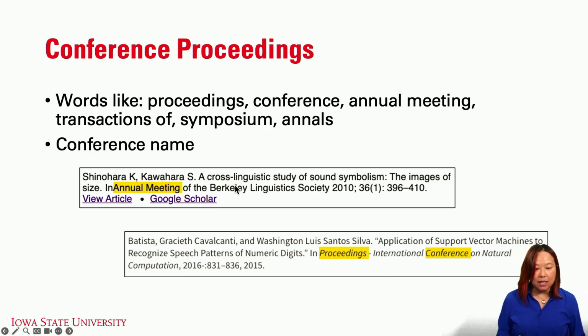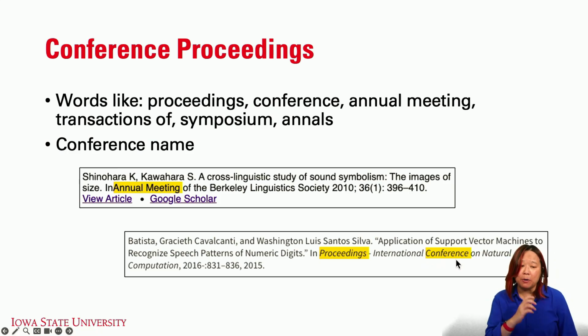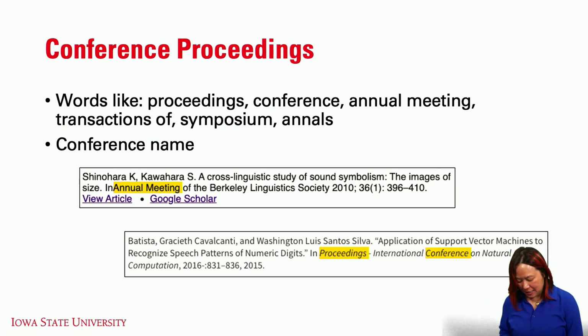So like here, you can see the paper is a cross-linguistic study of sound symbolism, the images and size, and this was presented at the annual meeting of the Berkeley Linguistics Society. So annual meeting is a dead ringer because conferences usually occur annually. In the second one, the word that you're looking for is proceeding, but also if it says conference, it is probably a conference proceeding.